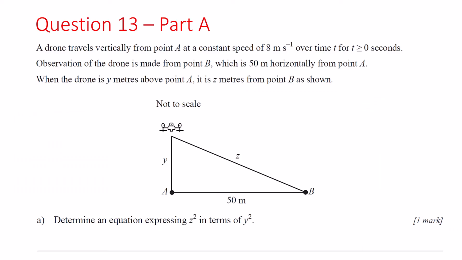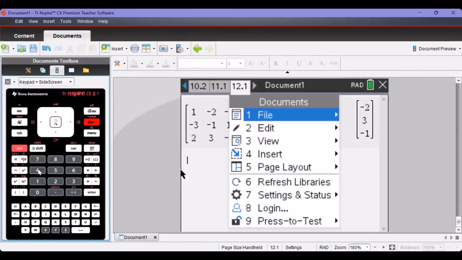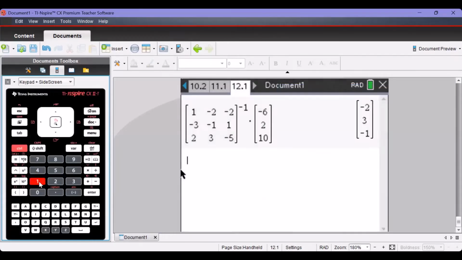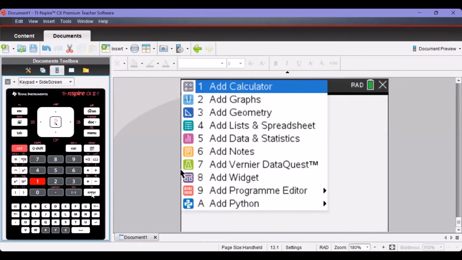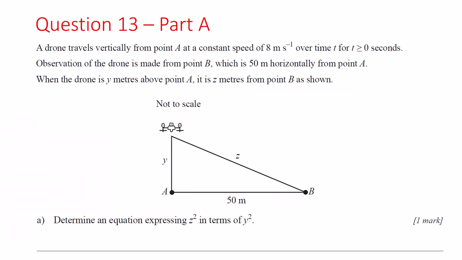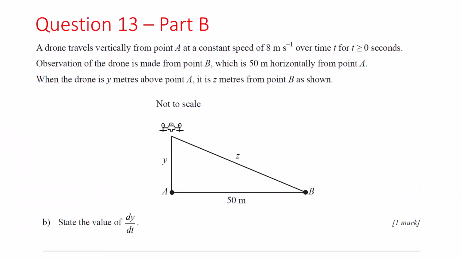Question 13. Press Doc, 4 for insert, 1 or enter for new problem, and add a calculator page. In part A, you're asked to determine an equation expressing z squared in terms of y squared. So using Pythagoras' theorem, z squared equals y squared plus 50 squared. In part B, you're asked to state the value of dy dt. The first sentence says that the drone travels vertically from point A at a constant speed of 8 meters per second. So dy dt is equal to 8.